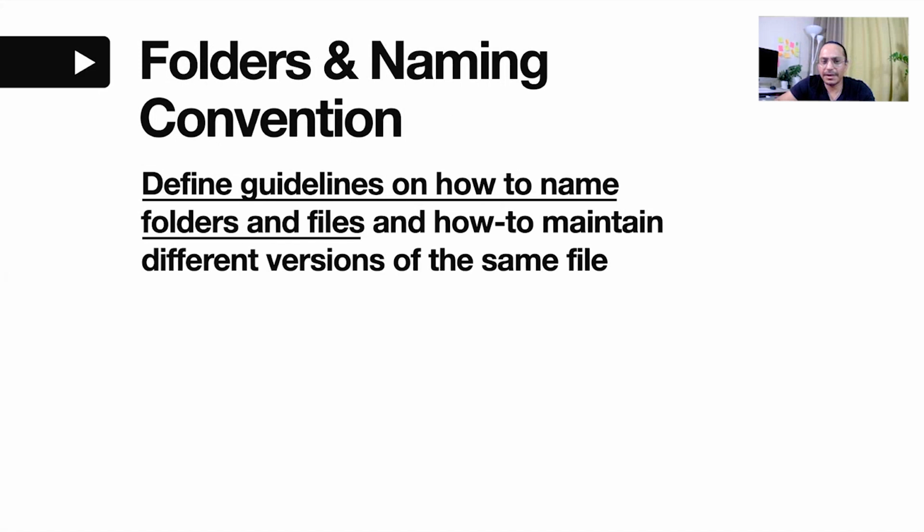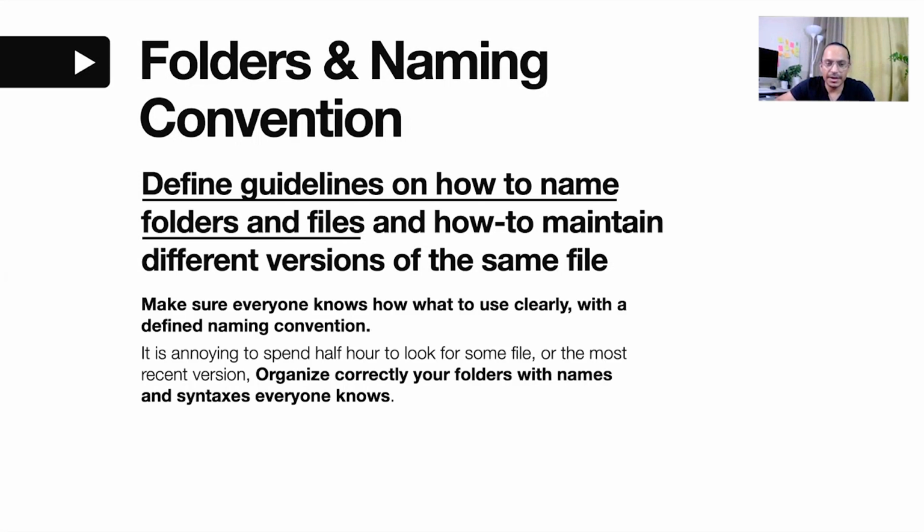And then also define the folders and the naming conventions. Define guidelines on how to name folders and files and how to maintain different versions of the same file. Sometimes you might revise a few of the elements, like the button size, or add a new color. Those things should also be maintained in the system. So you should define what change happened and also mention the version number. Make sure everyone knows what to use, clearly, with defined naming conventions. Yes, it is annoying to spend half an hour looking for some file or the most recent version. Organize your folders correctly with names and syntaxes that everybody knows, right? Everyone should be aware of that.